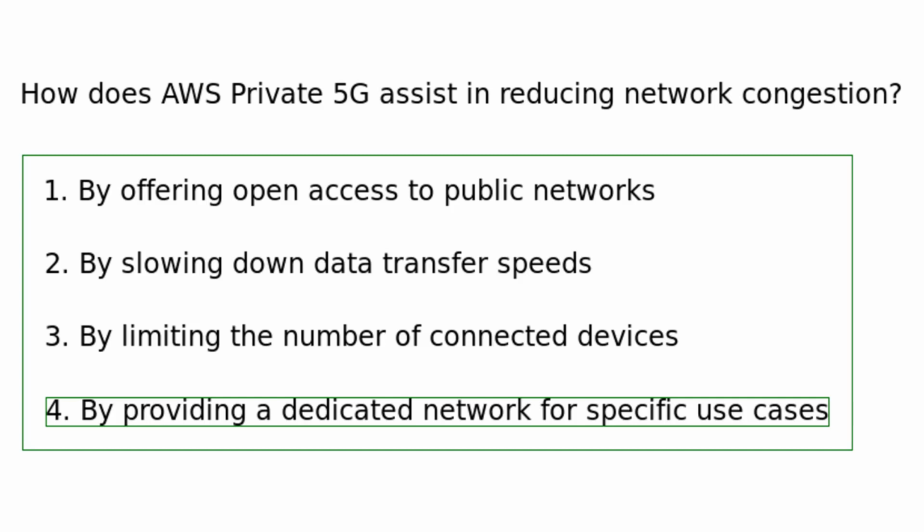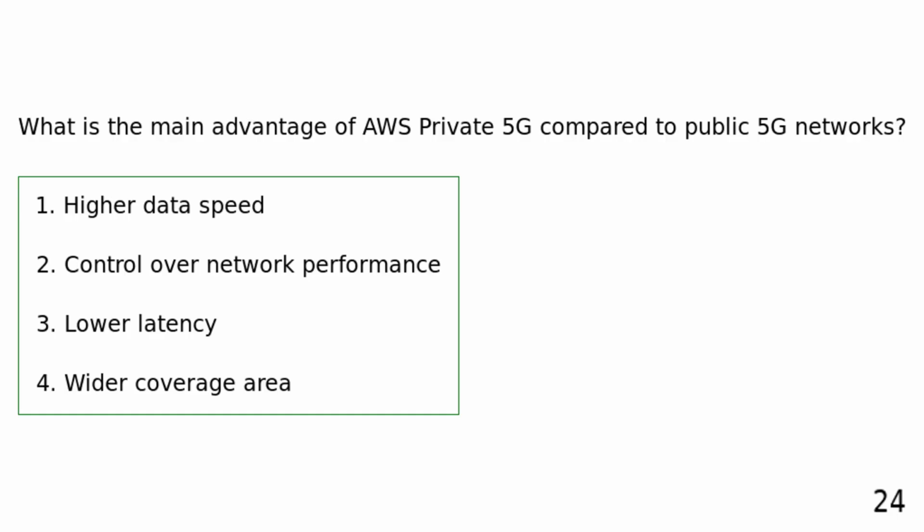AWS Private 5G assists in reducing network congestion by providing a dedicated network for specific use cases, ensuring optimal performance and efficiency. What is the main advantage of AWS Private 5G compared to public 5G networks? Higher data speed. Control over network performance. Lower latency. Wider coverage area.